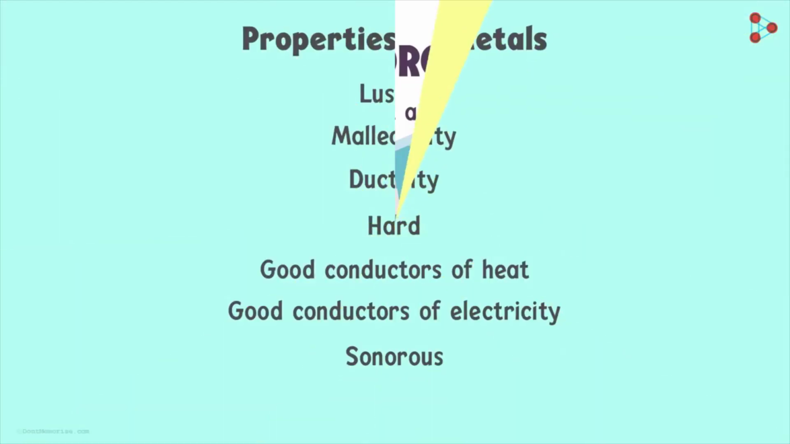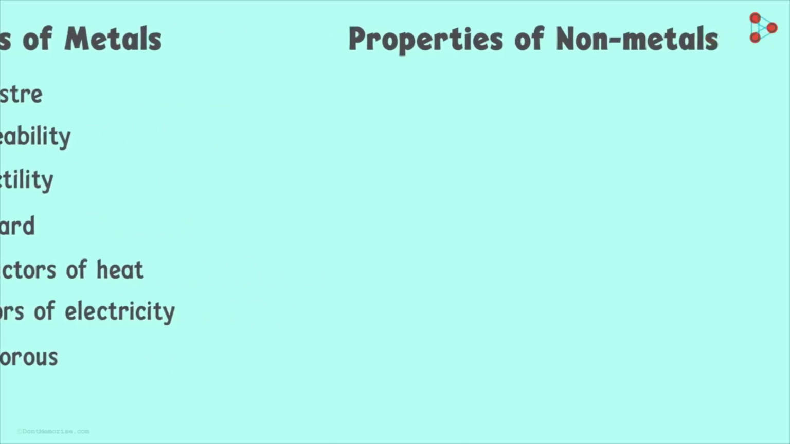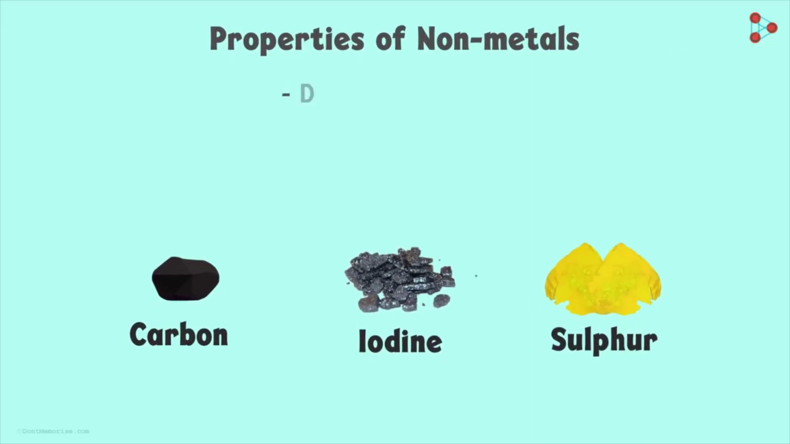If these are the characteristics of metals, what do you think will be the characteristics of non-metals? In simple words, just the opposite of metals. In a nutshell, non-metals like carbon, iodine or sulfur do not have luster. They do not shine and are brittle in nature.